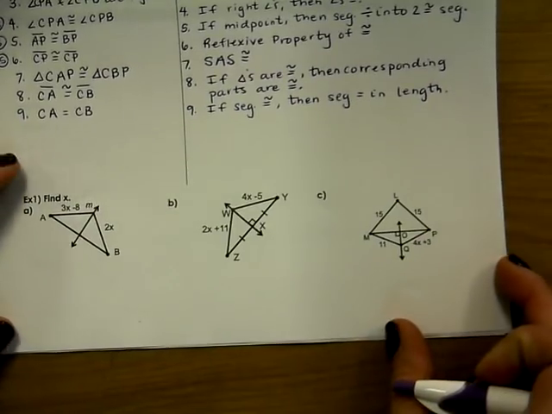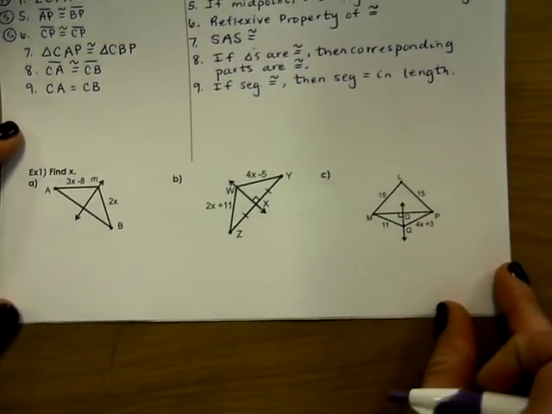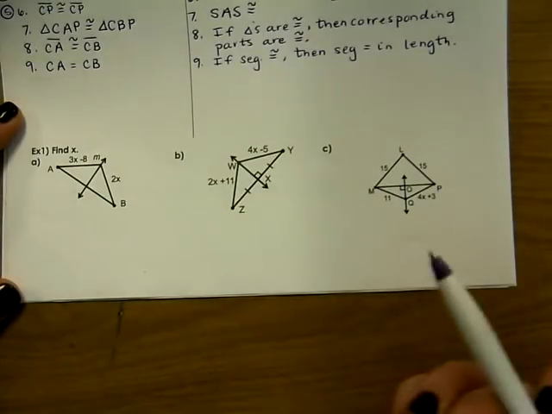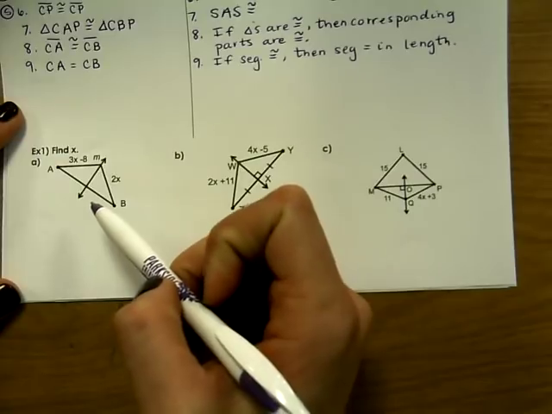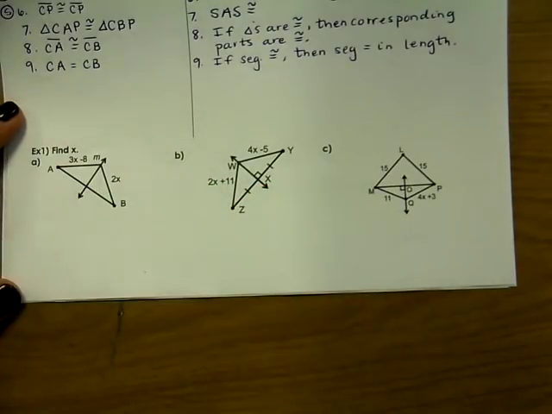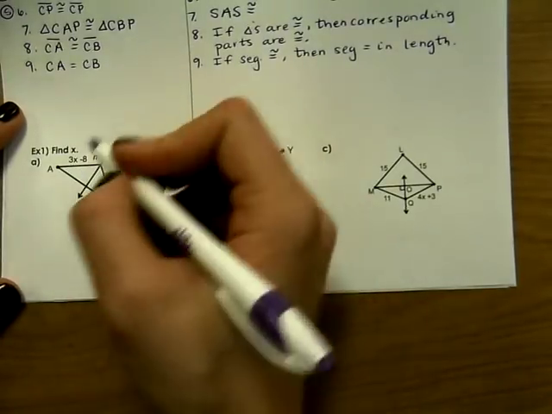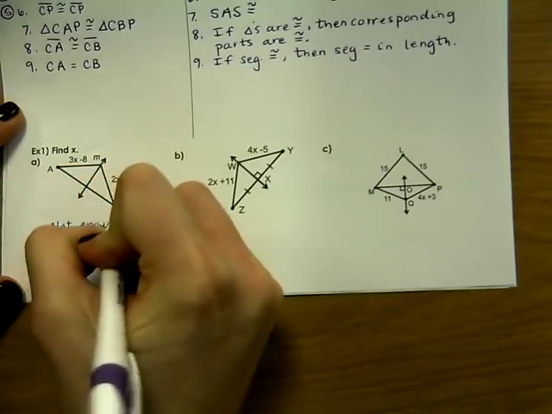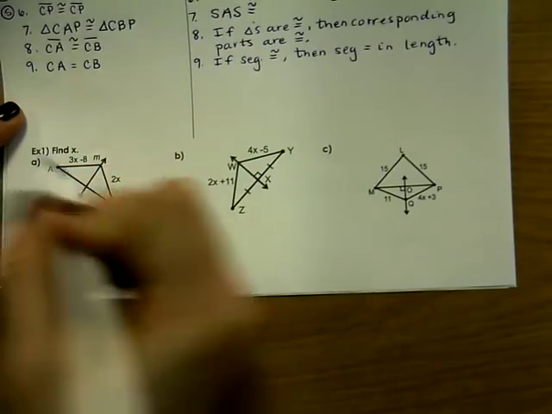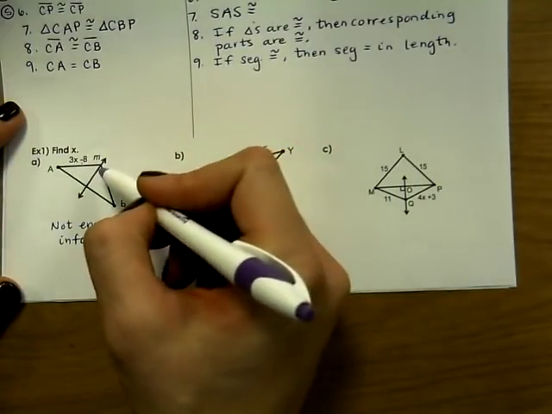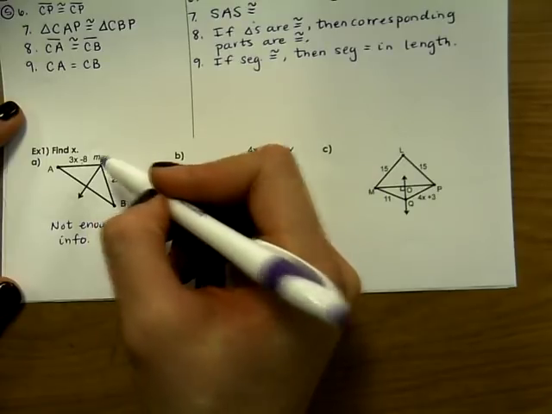Go ahead and pause the video, try these on your own, and then check your answers with the video after you've attempted these on your own. All right, so looking here, in order to use the perpendicular bisector theorem, I have to have a perpendicular bisector. Now these look perpendicular, but they are not marked perpendicular. And so here, we cannot use a perpendicular bisector. So we would say, not enough information. You can't say that these two are equal. We just don't know that.